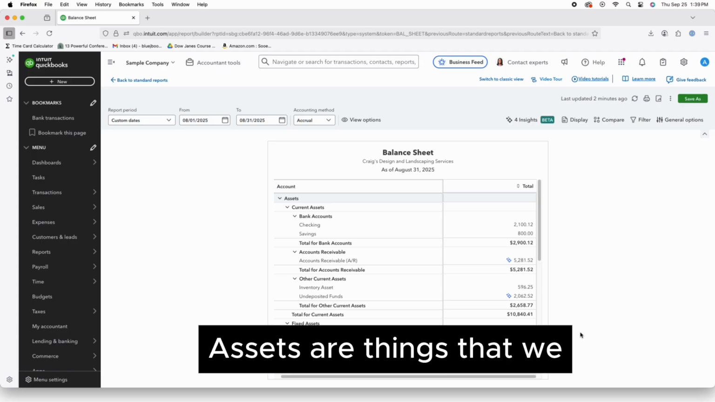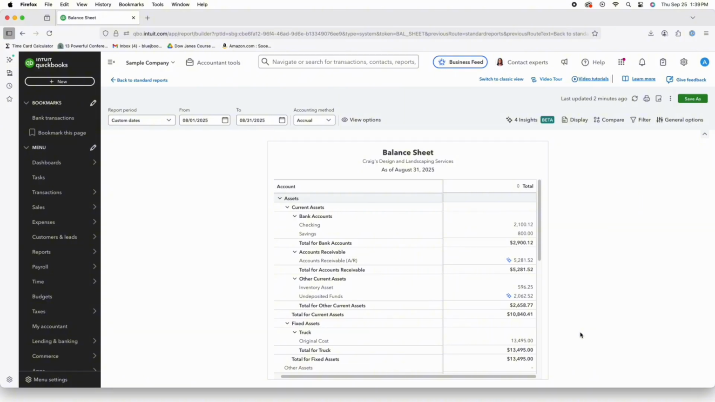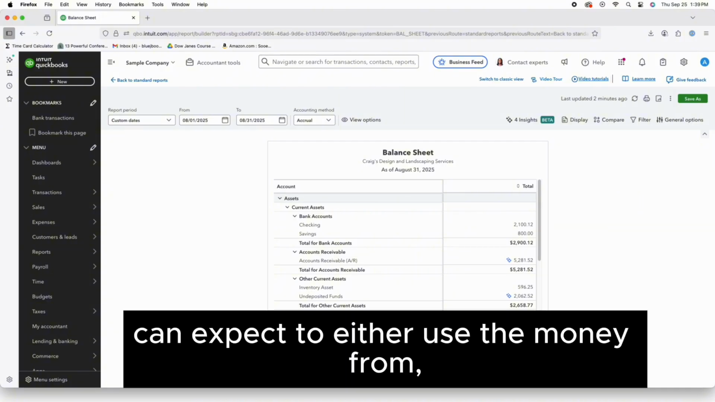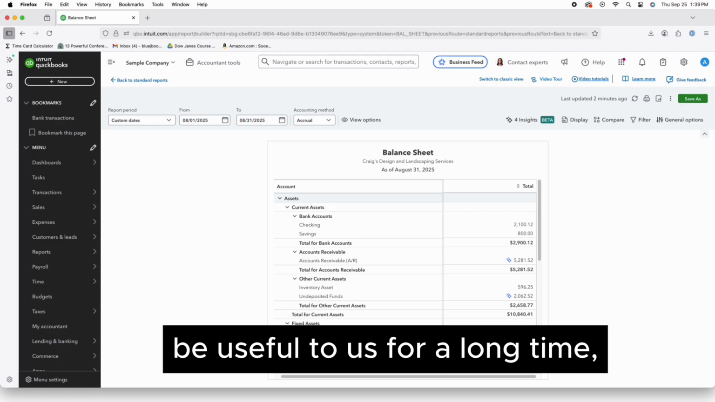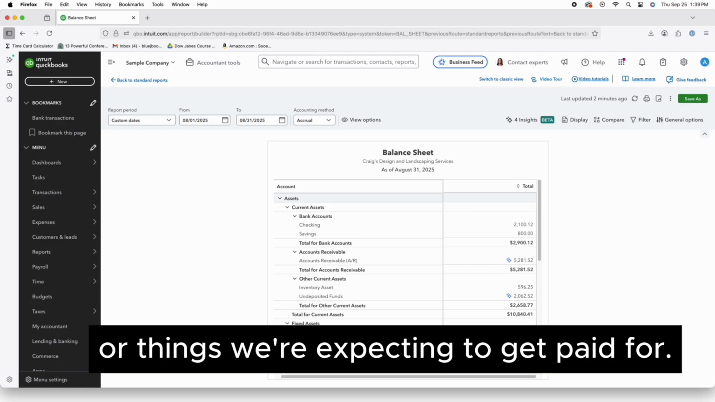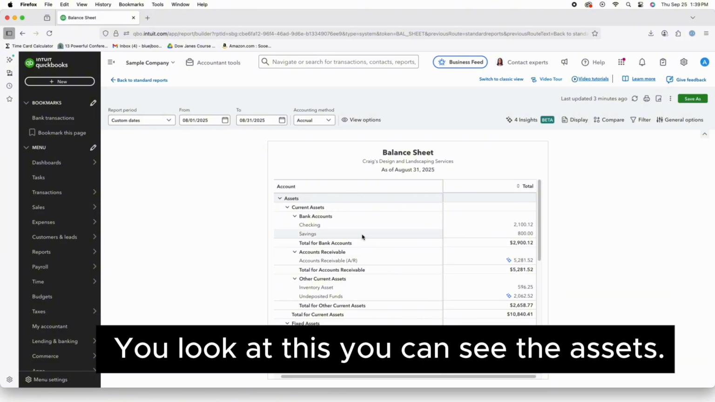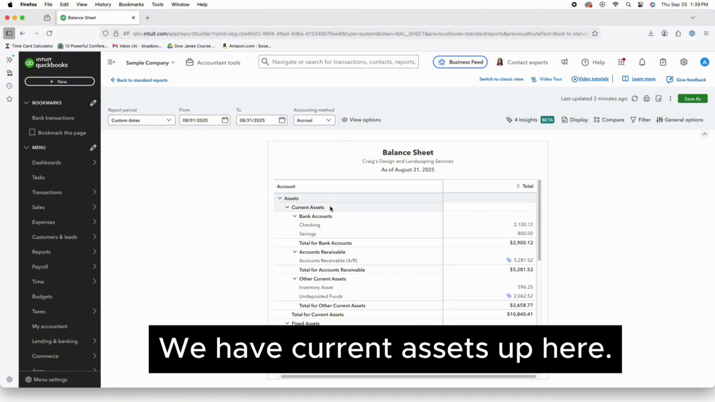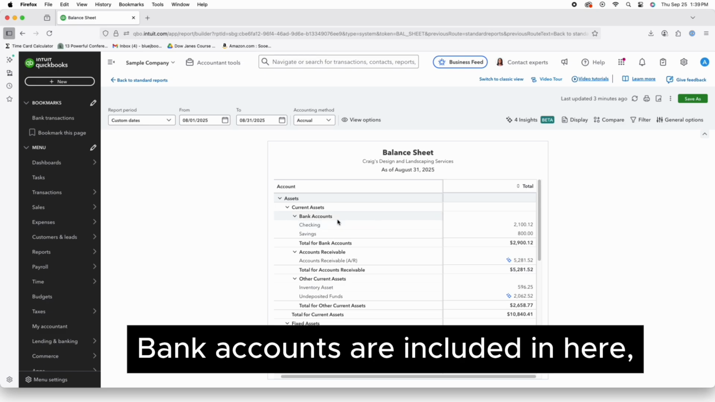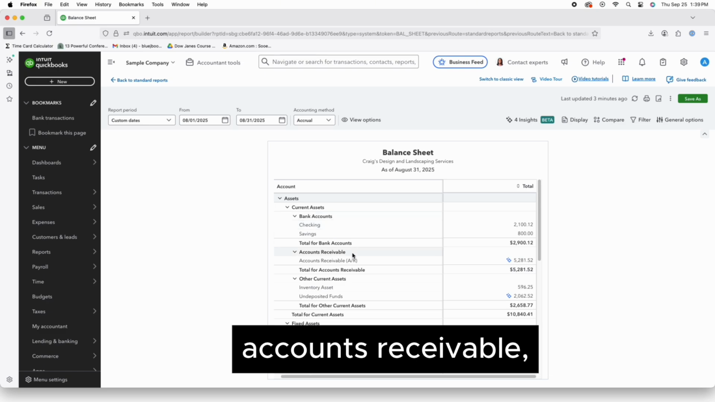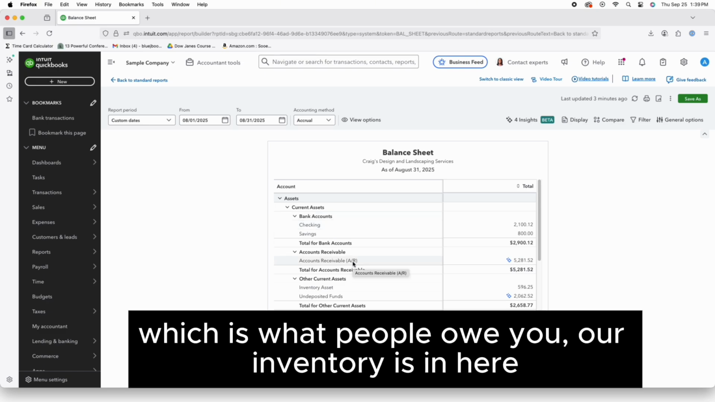Assets are things that we can expect to either use the money from, be useful to us for a long time, or things we're expecting to get paid for. You look at this, you can see the assets. We have current assets up here. Bank accounts are included in here. Accounts receivable, which is what people owe you. Our inventory is in here.